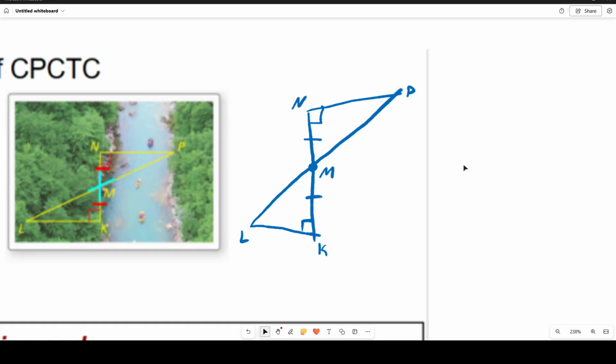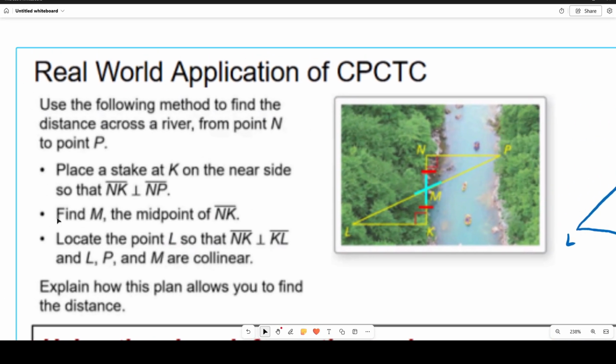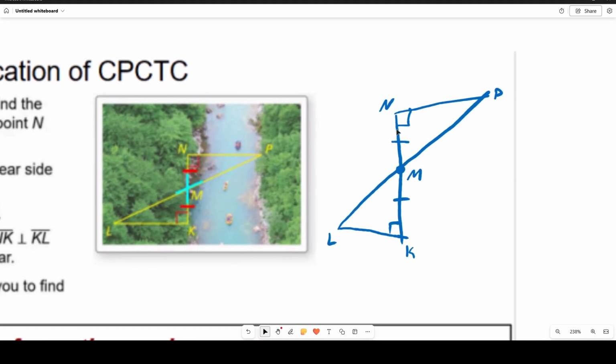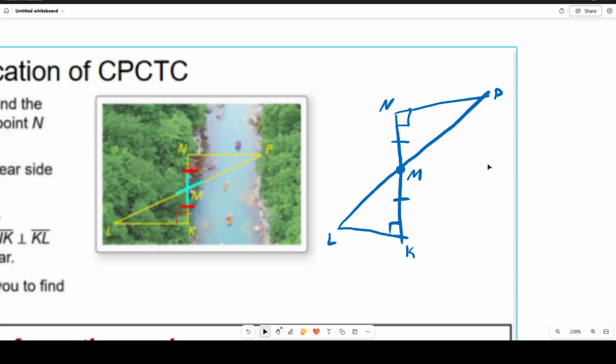Well, we're not given the sides. I don't think there's any way to find that. We're not given that LP is bisected by M. That's not one of our pieces of information here. We're given that M is the midpoint of NK, that M splits this in half, but we're not given any information about LP. All right, hypotenuse leg won't work then. So let's see what else we can do.